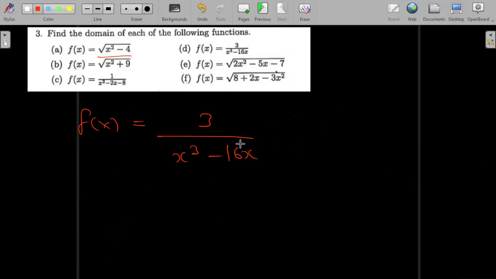Now when you have a function like this, which is a rational function, what you want to avoid is having a 0 in your denominator. Because when you have a 0 in your denominator, that function is going to be undefined, meaning it's not defined, of course. So what we want is for the denominator to not be equal to 0.